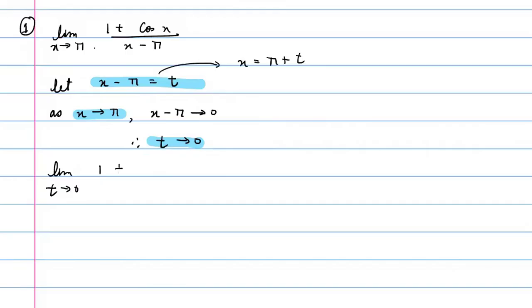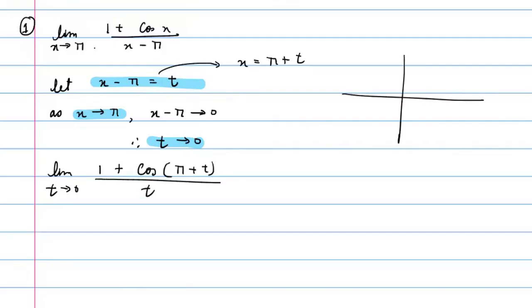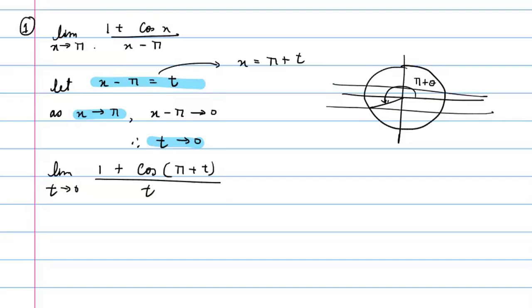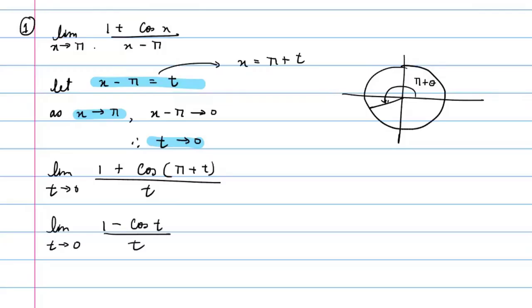So here we have 1 plus cos x. So cos x will become cos of pi plus t. And this is t. Again, pi plus t, we go back to our unit circle. This is equal to pi plus theta. And I told you this is on the horizontal. So cos remains cos, sine remains sine. And depending upon the quadrant, they are plus or minus. So it is the third quadrant where sine and cos both are negative. So limit t tends to 0, I'll get 1 minus cos t over t.